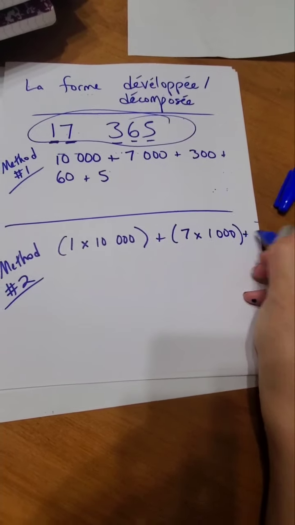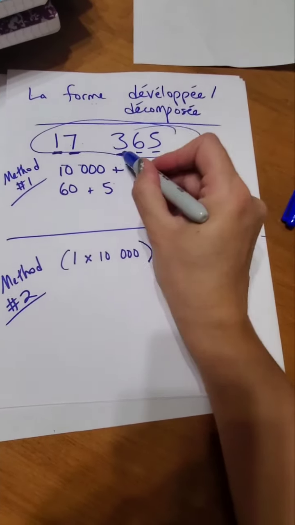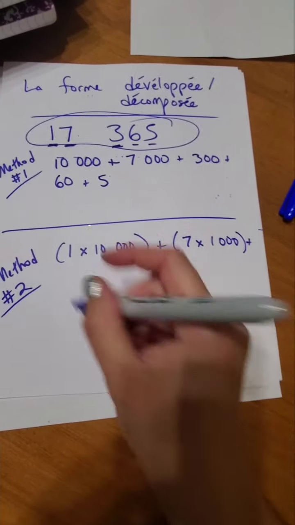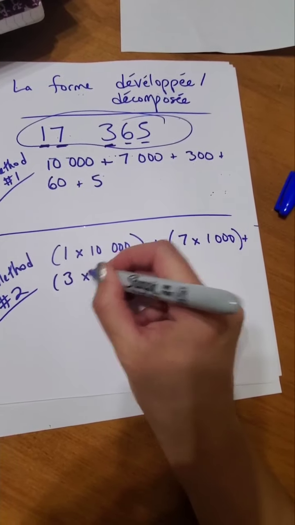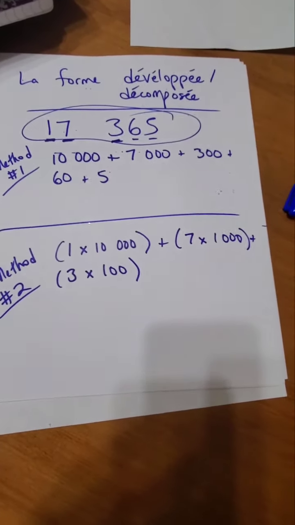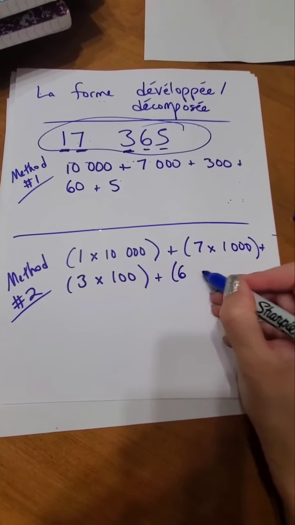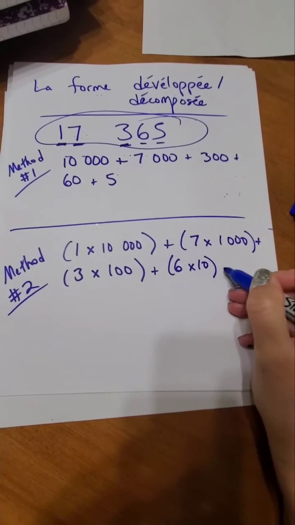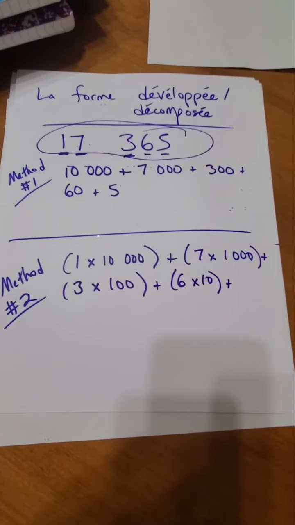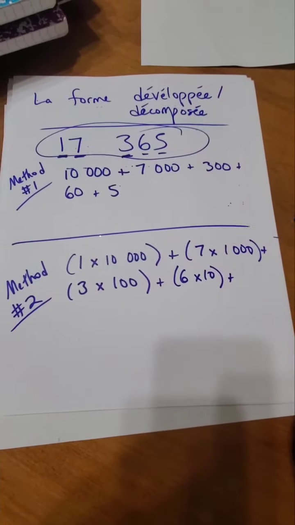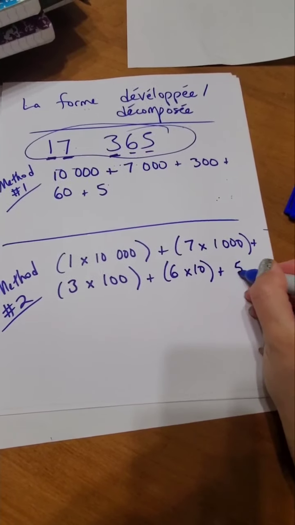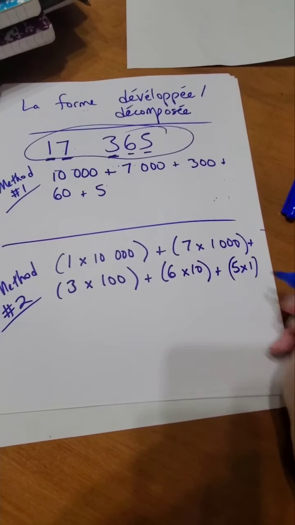Okay, now we're going to keep on going. Now there's a 3. There's a 3 in the hundreds place. So that means 3 groups of 100. 3 times 100. And then we have a 6 in the tens place. So that means 6 groups of 10. 6 times 10. And then finally, we just have our 5. You could do 5 times 1, or you could just write 5. Either way is fine. I'm going to put 5 times 1 just for the sake of consistency.